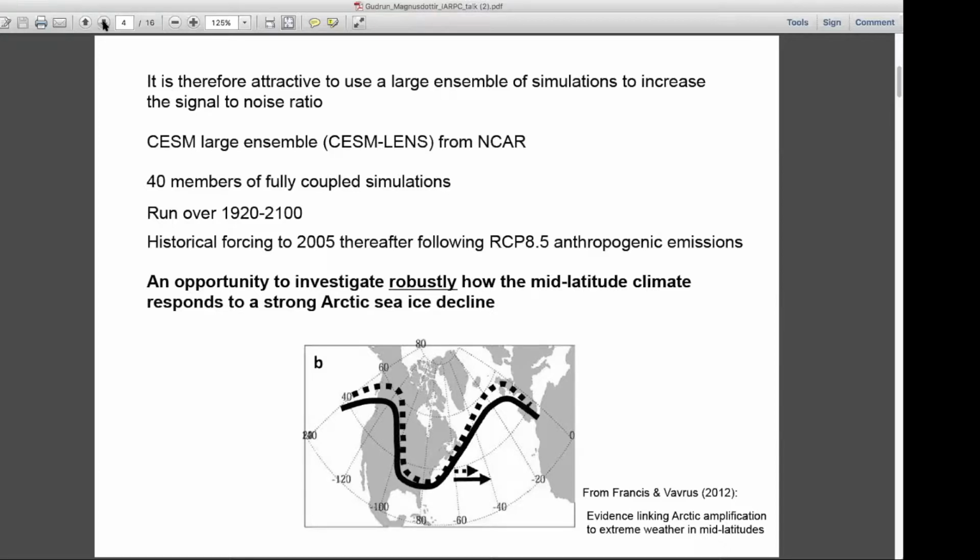Specifically, we can examine whether the Francis and Vavrus mechanism holds up when we can isolate the forced signal. This is a cartoon from their 2012 paper, and it shows how they project the geopotential contours to be enlarging, getting more wavy in a future climate.